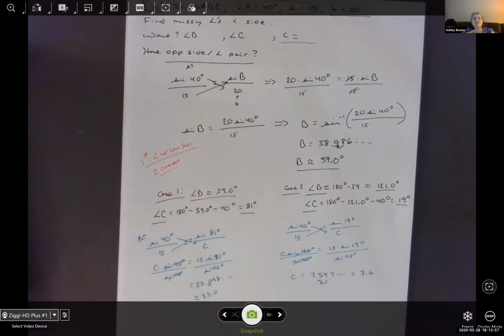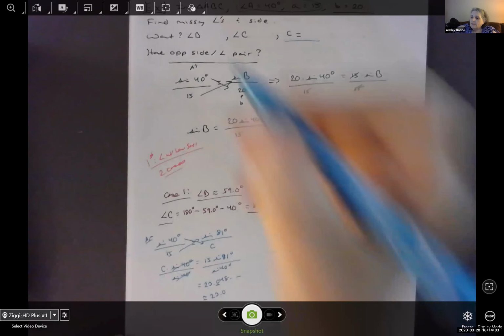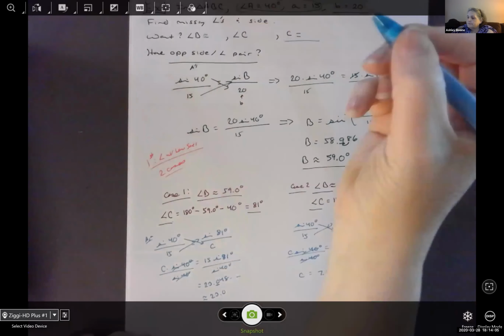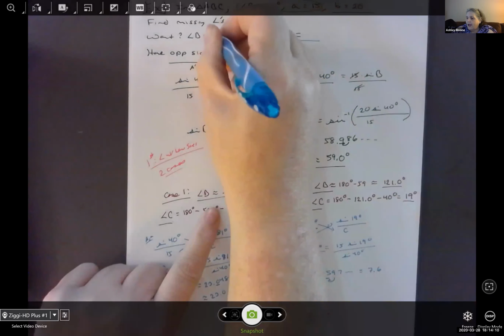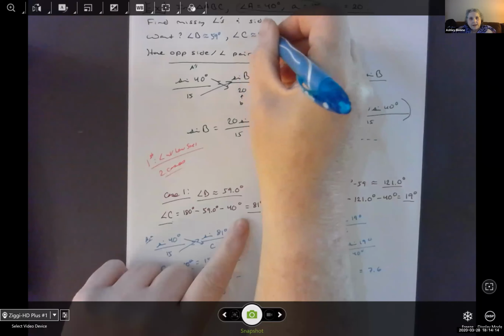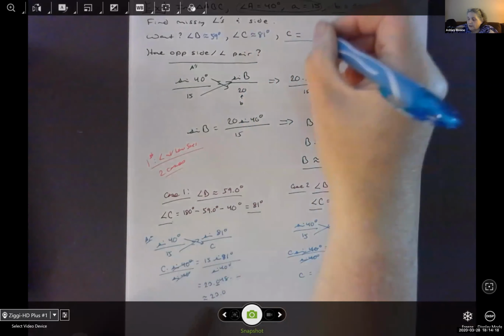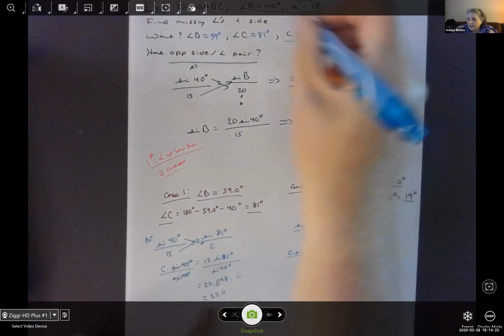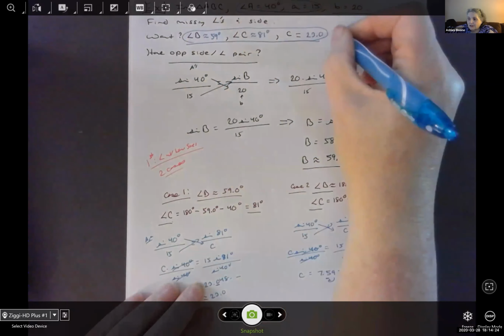So we actually have two solutions for this. One of our solutions, excuse me, angle B is approximately 59 degrees. Angle C was 81 degrees. And I did round, so I'm using the approximate. And side C was 23.0. That's one solution.